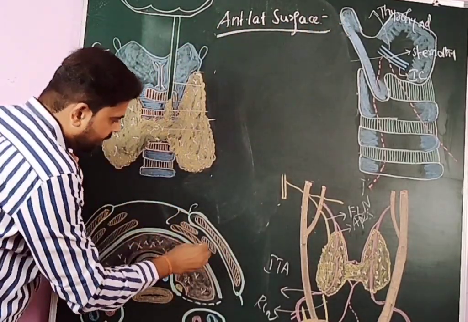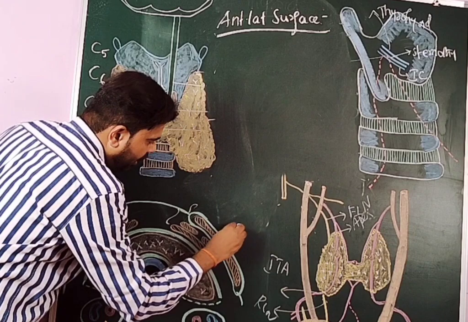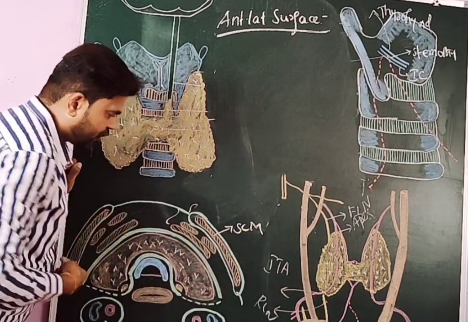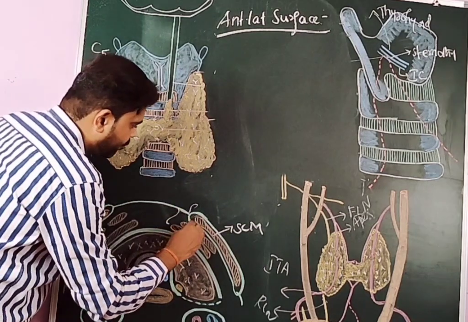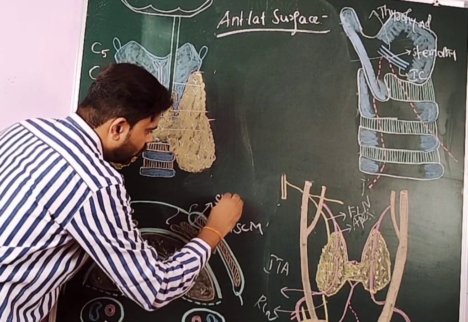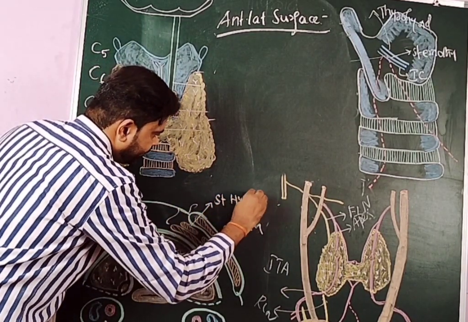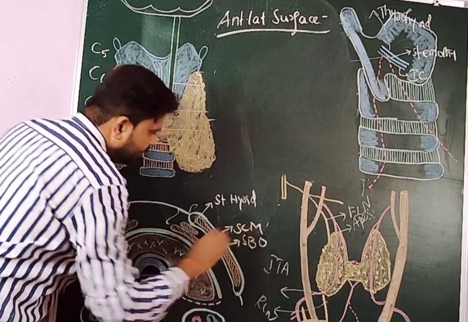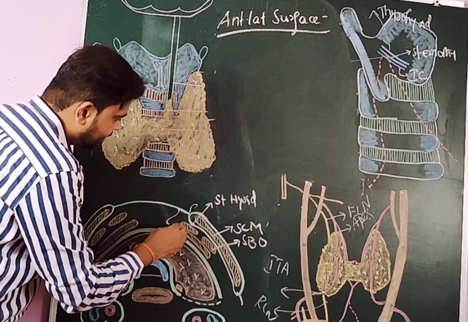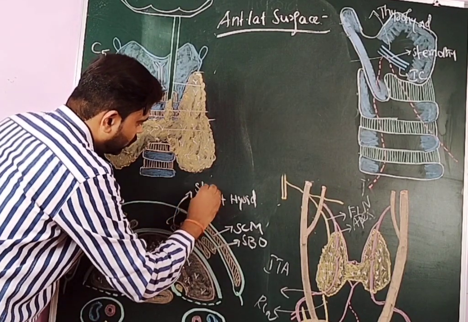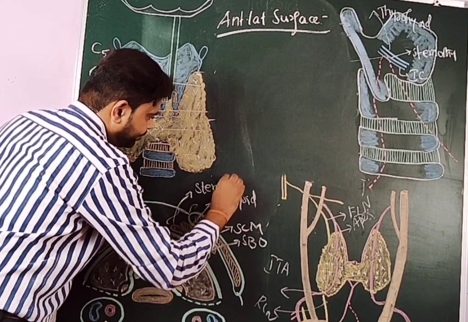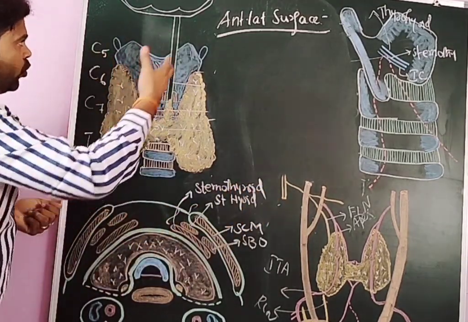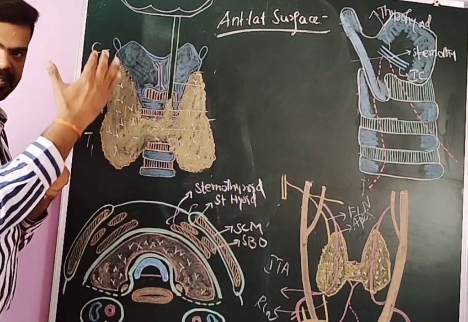You can see here, this is the sternocleidomastoid muscle. This is a very key muscle in the neck. Just beneath the sternocleidomastoid muscle, we can see one important muscle, that is the sternohyoid muscle, and the superior belly of omohyoid muscle. Deep to that, we can see one more muscle, that is the sternothyroid muscle. So this is the relation. So the anterolateral surface is covered by strap muscles.